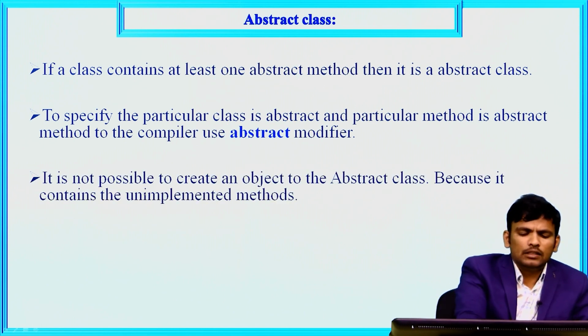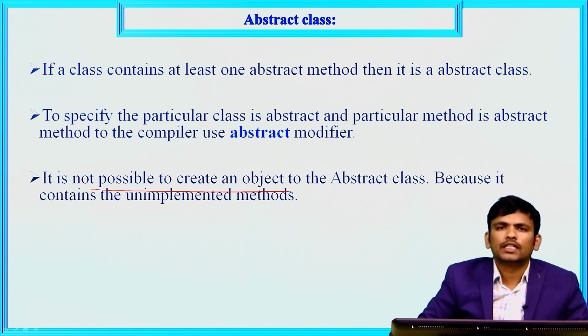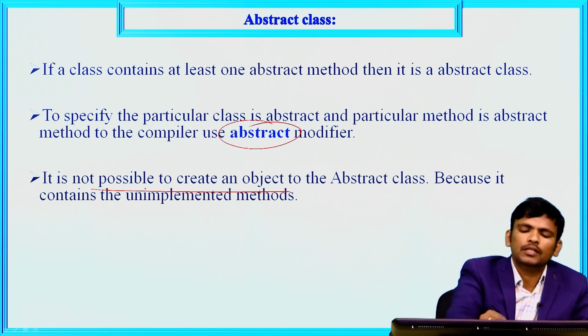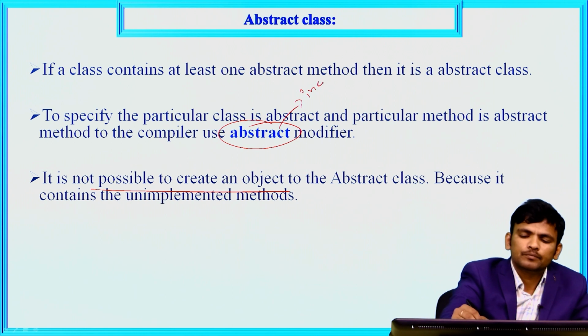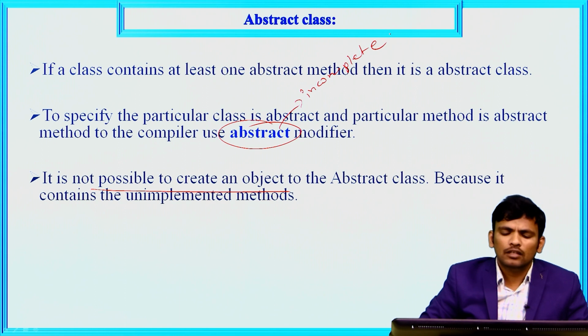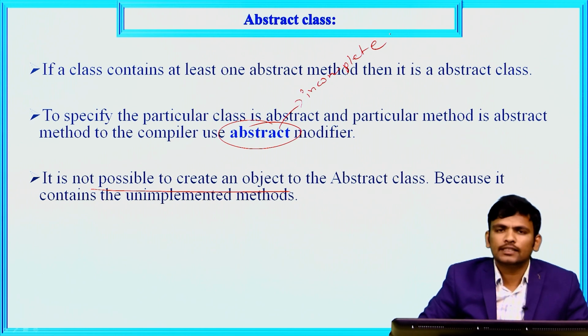It is not possible to create an object of an abstract class. As I mentioned, an abstract class is incomplete. Abstraction means incomplete, meaning it hides the internal implementation. If it is hiding the implementation, object creation is not possible. Technically we call it instantiation, which is nothing but object creation only. So object creation or instantiation is not possible.